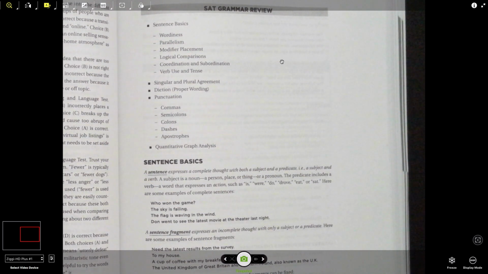Then placement of modifiers. The modifier and the subject it's modifying should be close to each other, appropriately placed. The general rule of thumb is the subject could be anywhere before the modifier, but if you put the subject after the modifier, it has to be the modifier followed by a comma followed by a subject.